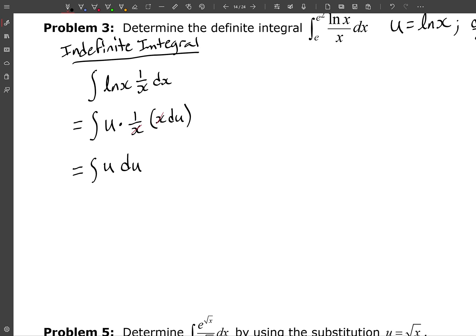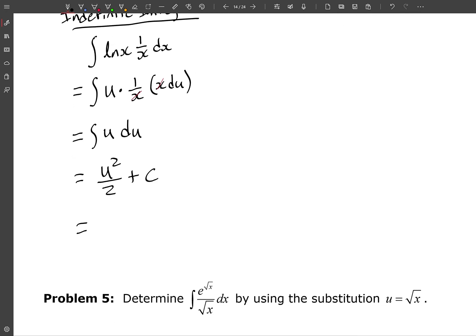What could be easier than that? That is a beautifully simple integral. I love it. So that's add 1 to the exponent there, becomes u squared, divide by that new exponent 2. It's just our basic power rule for integrals. And then I do my substitution, and I get the natural log of x, squared, all over 2 plus c. Okay.